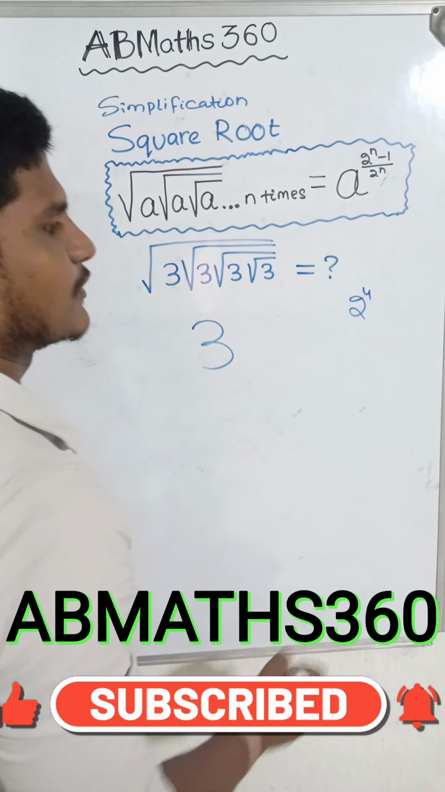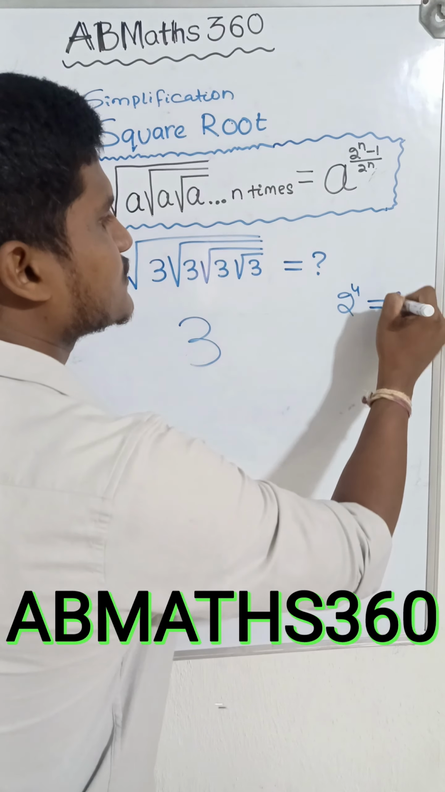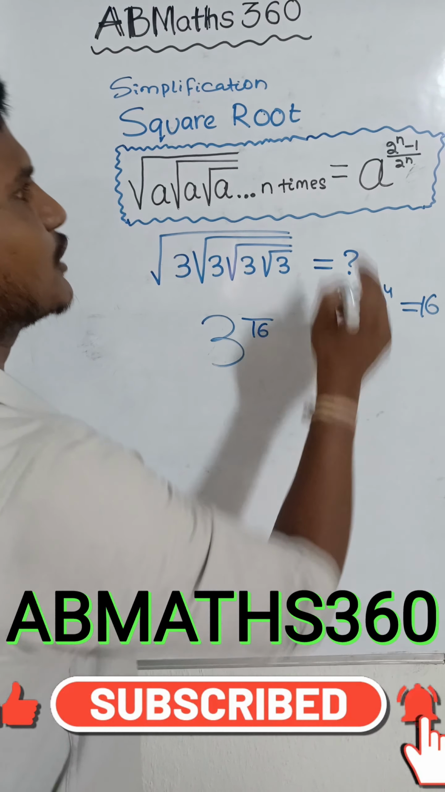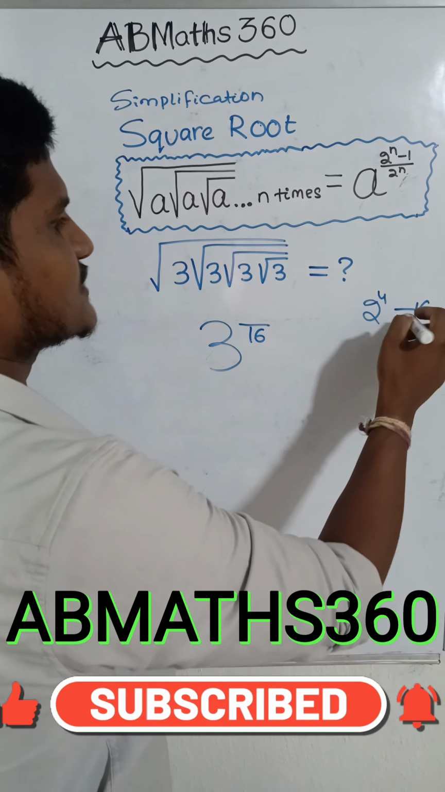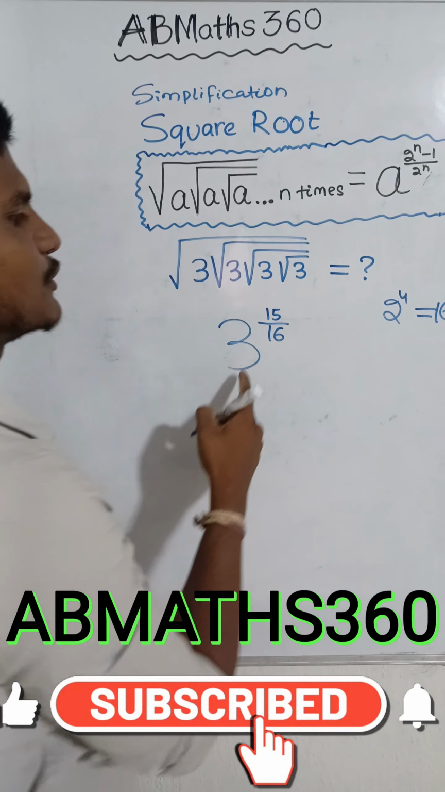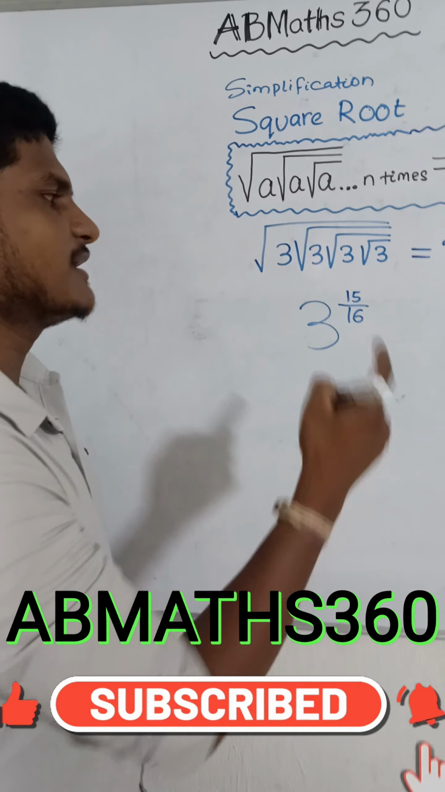So input 4. What is the 2 to the power 4? 16. Just input 16 here. 16, and 2 to the power n minus 1: 16 minus 1, that means 15. So answer is 3 to the power 15 divided by 16.